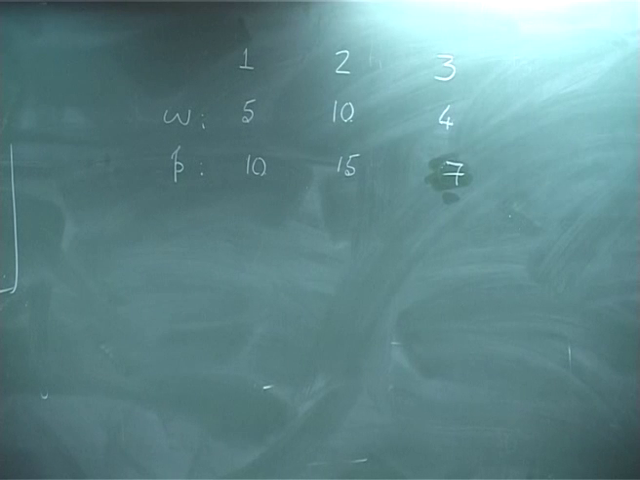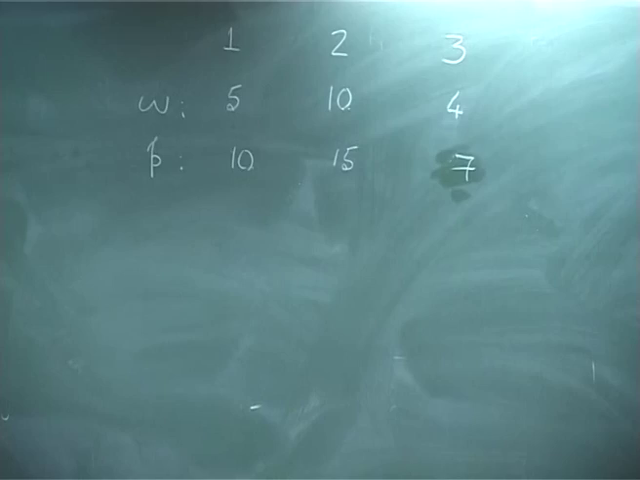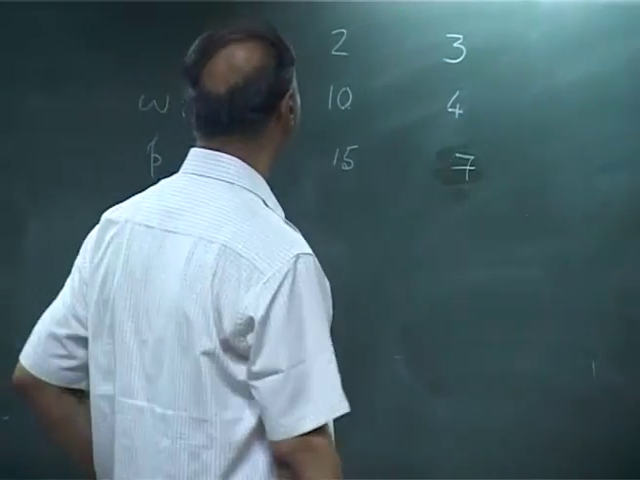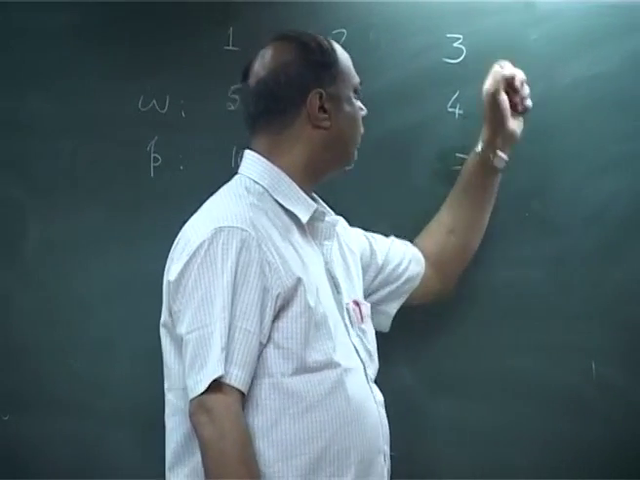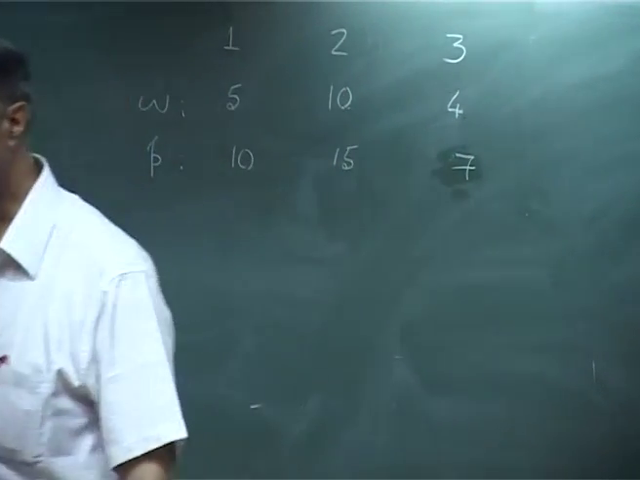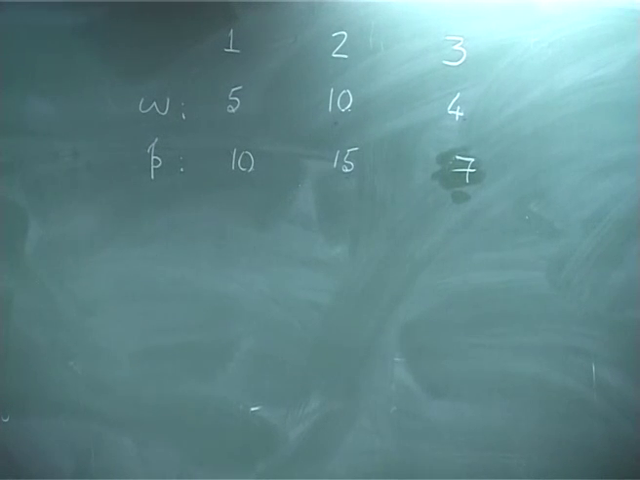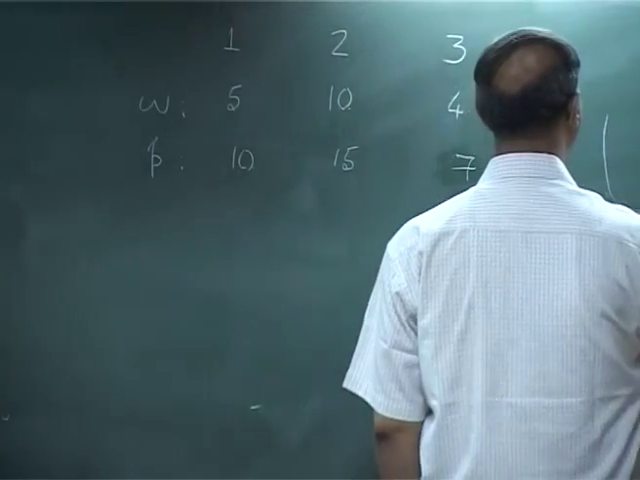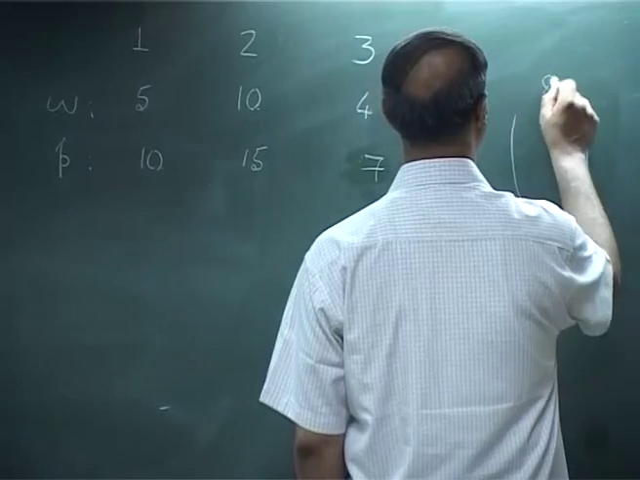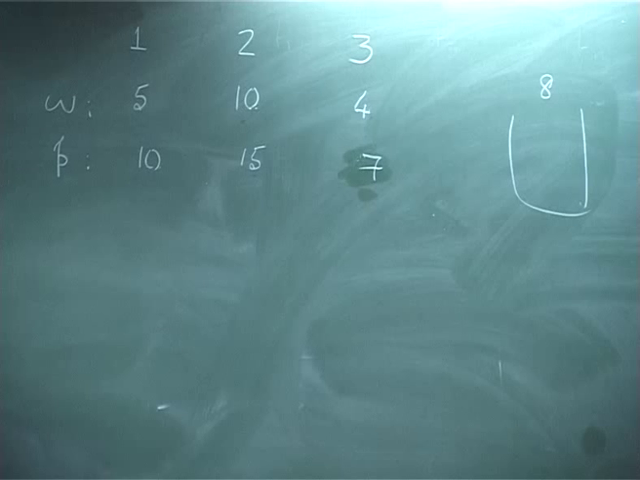So that means if I sell 5 units of item 1, I earn the profit 10, and if I sell 10 units of item 2, I earn the profit 15. For 4 units of item 3, I earn the profit of 7. Now I have a capacity of, say, 8. Now how to select these 8 units of material?